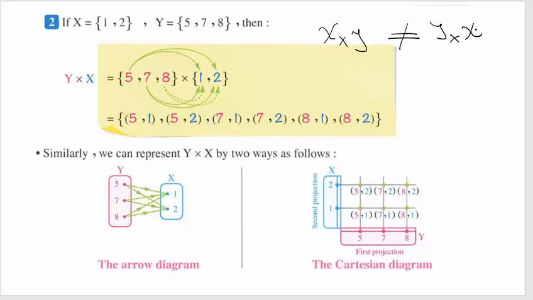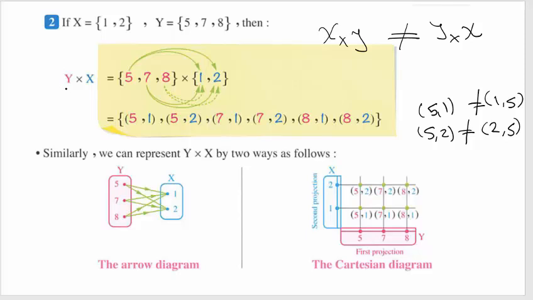Because in the first slide, we said that two equal ordered pairs means that the first image in the first ordered pair equals the first image in the second ordered pair, and so on. So how can you tell me that 5 and 1 is equal to 1 and 5? It's impossible, they are not equal. How can you tell me that 5 and 2 is equal to 2 and 5? It's not equal. So take care of this mistake.